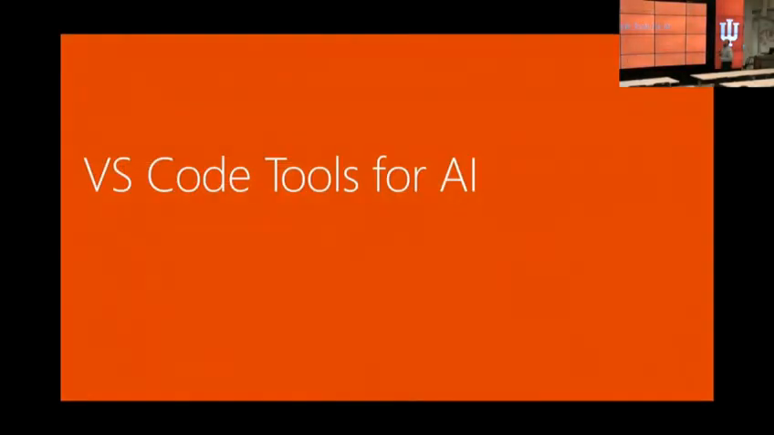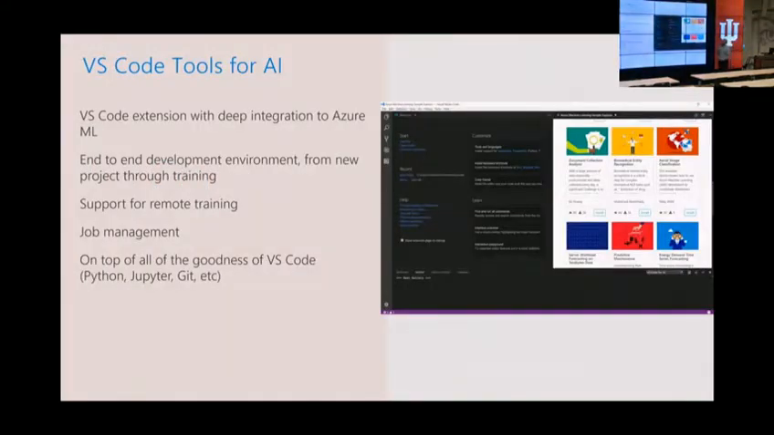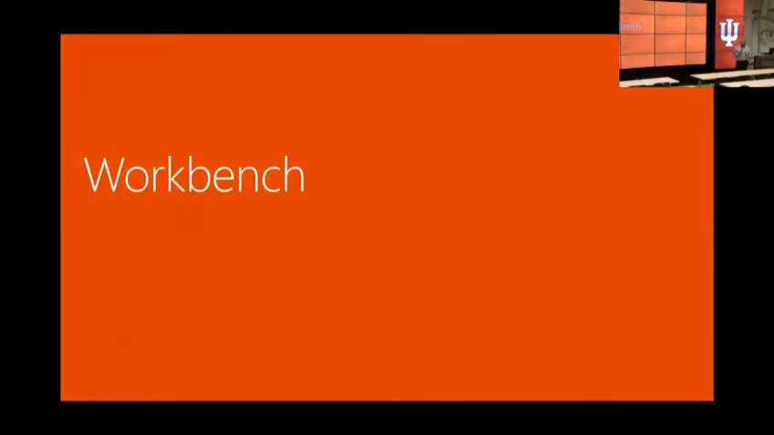And then VS Code. Visual Studio Code is free. You can download it for free. It's just like Visual Studio. I don't know if you guys are using Visual Studio, but you can download it for free. We have extensions into VS Code where you can start building out your own experiments, run your jobs, and then you can publish them out. And again, it's on top of all the goodness, Python, R, Git, everything. It's just kind of baked in. What we're trying to do is give you a single platform for everything.